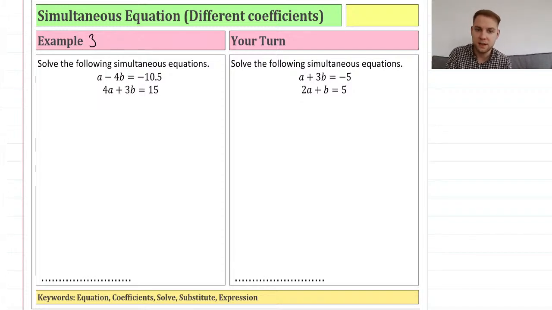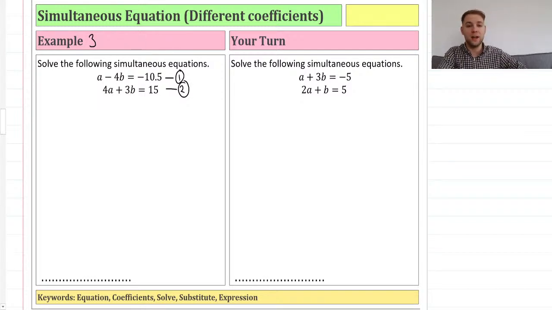So solve the simultaneous equations. Now this one is tricky. The reason this one's tricky is because it's got a negative involved and it's got a decimal, but that's okay. So solve the following simultaneous equations. Now I'm going to label these as 1 and 2, like so.